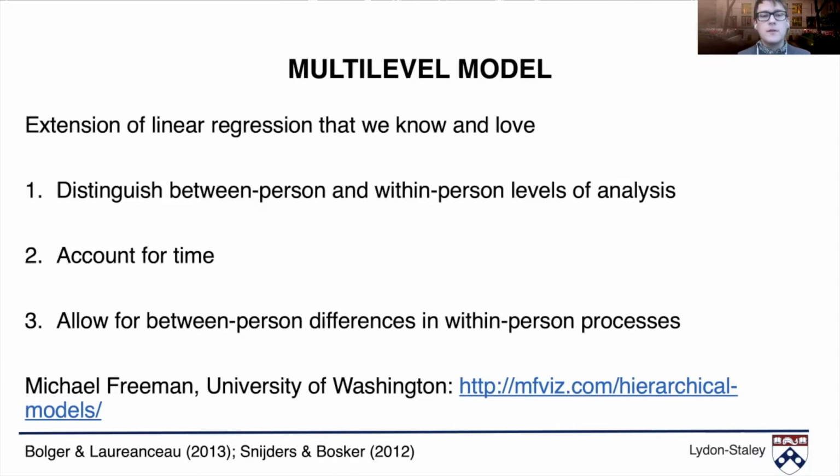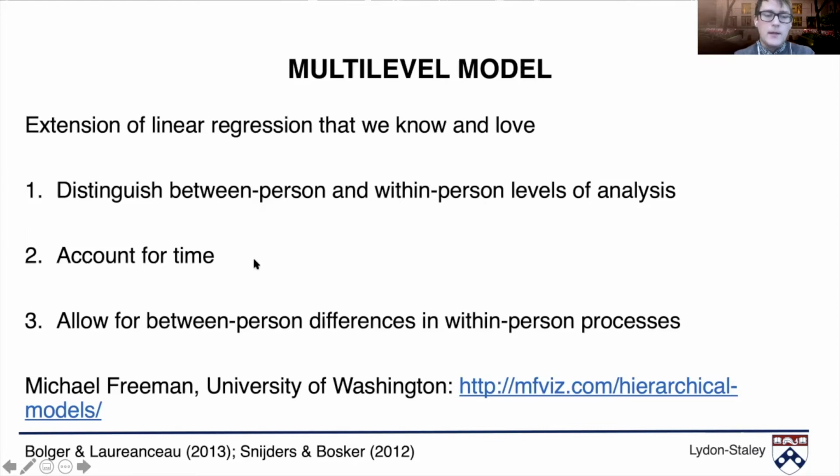There are three things that the multi-level model allows us to do that are most important for the purposes of this class. It helps us to distinguish between person and within person levels of analysis. So we can ask questions about do people who have high happiness on average also exhibit high curiosity? So that's the between person level. But we can also ask questions at the within person level. So on days when my happiness is higher than it usually is, is my curiosity also higher than it usually is?